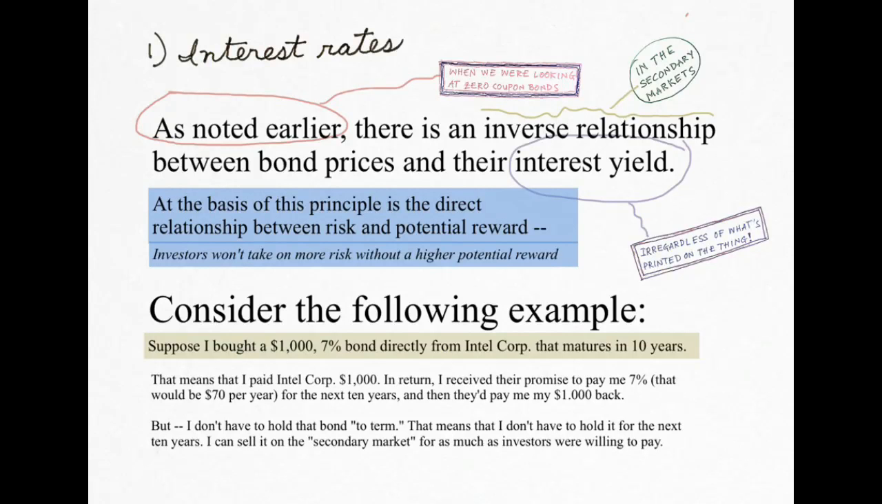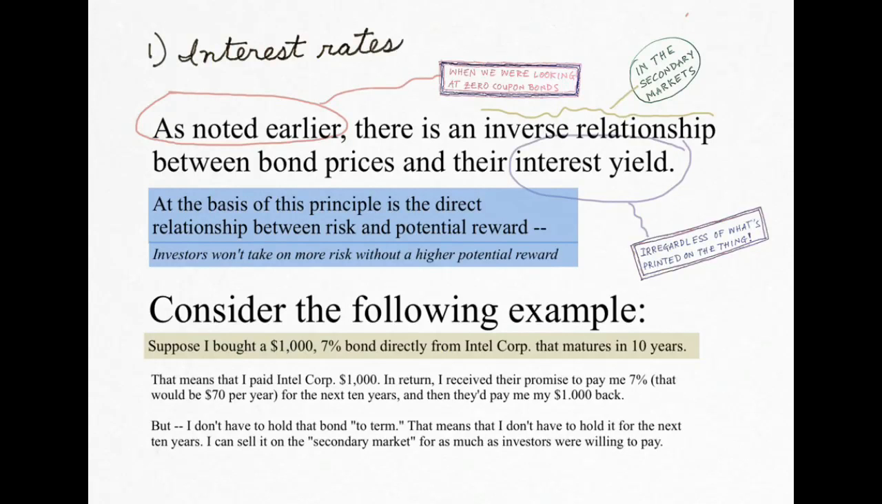Let's see how a change in nominal commercial interest rates will affect the price of a conventional bond in secondary markets. Recall that when we were considering zero coupon bonds, we saw that there was an inverse relationship between the price of a bond and its interest yield. What you will see is that in secondary markets, the price of a regular bond, which pays a fixed rate at regular intervals, will also be inversely related to the interest rate.